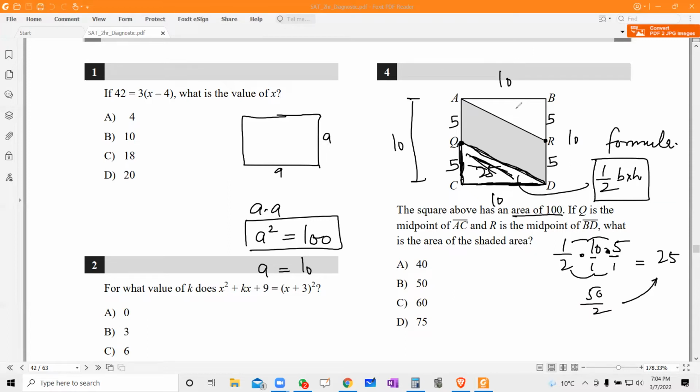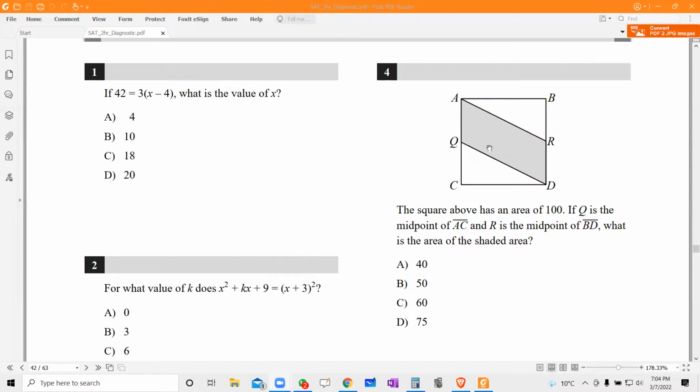Doesn't that mean the area of the other triangle is also 25? Yeah, since it's the same thing. Exactly. Then you add them together. Correct. Together it'll be 50, and the total shaded region will be 100 minus 50, and that's 50. Yep. You're correct.